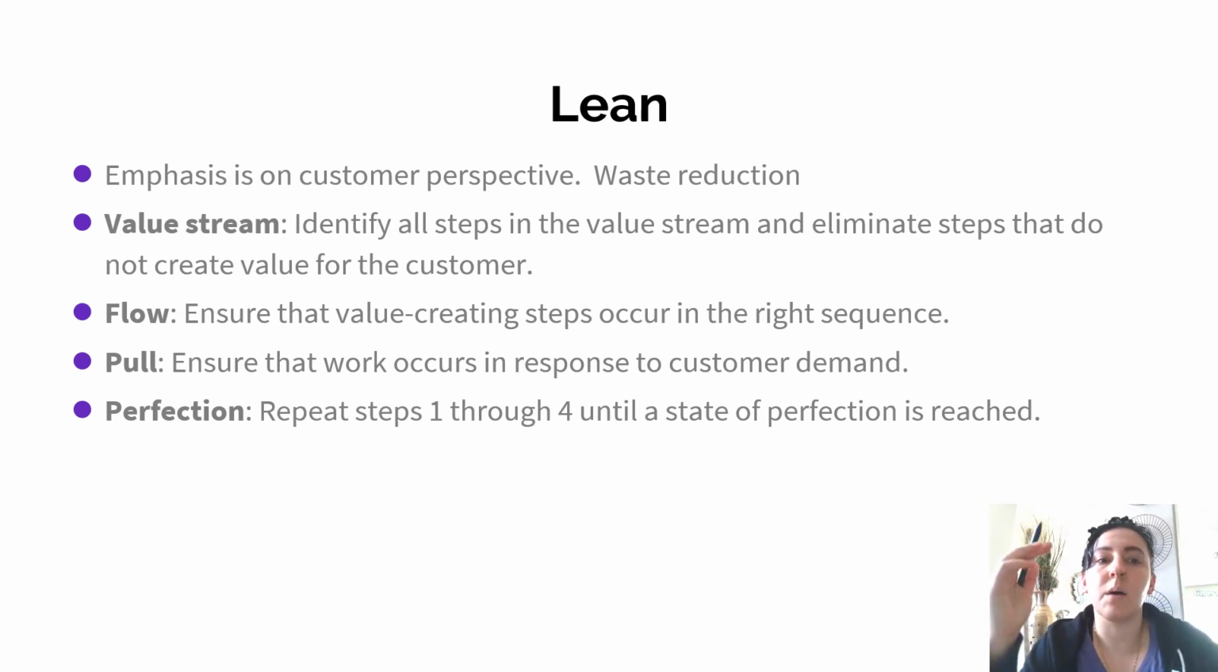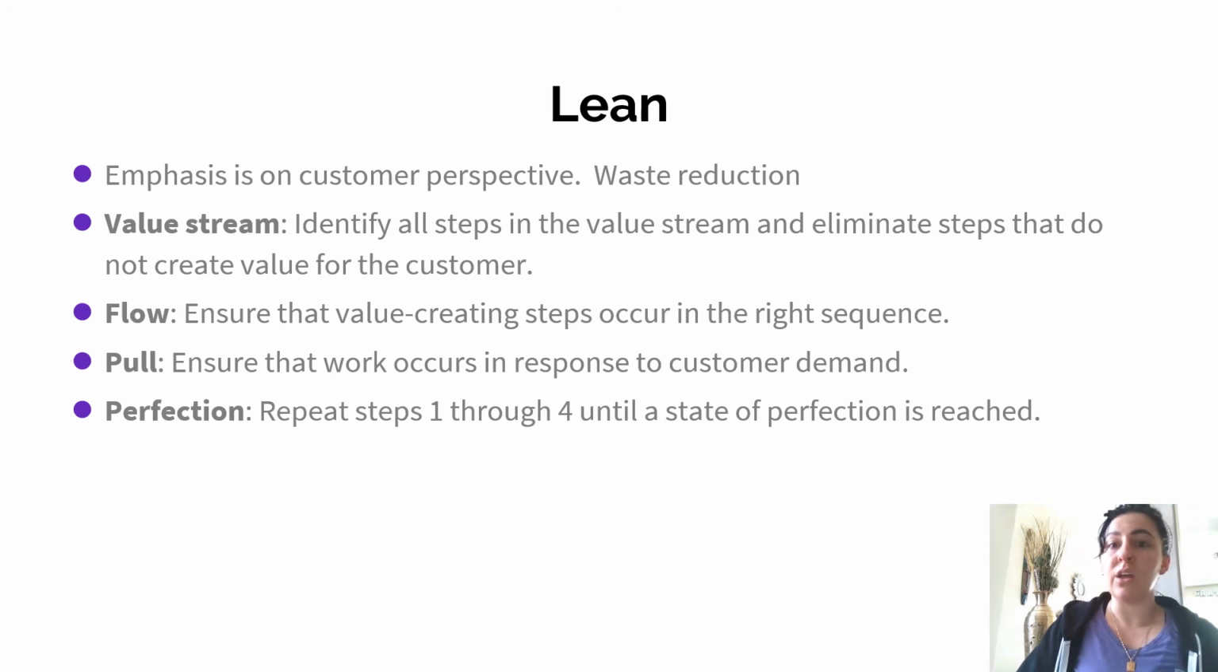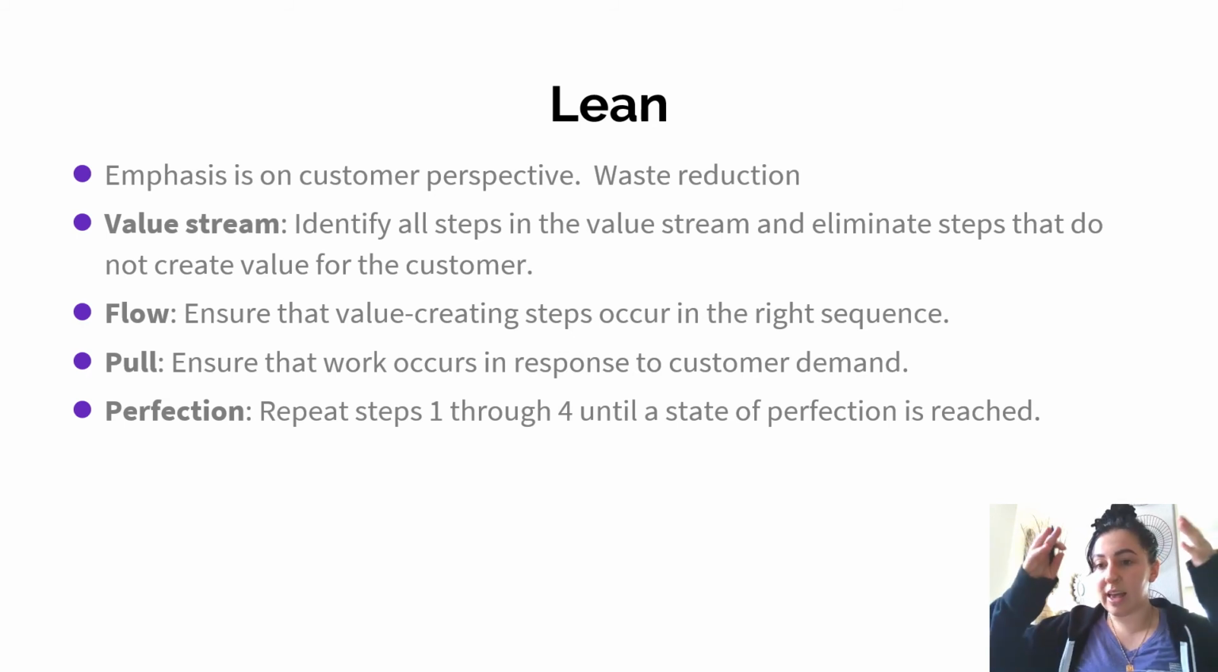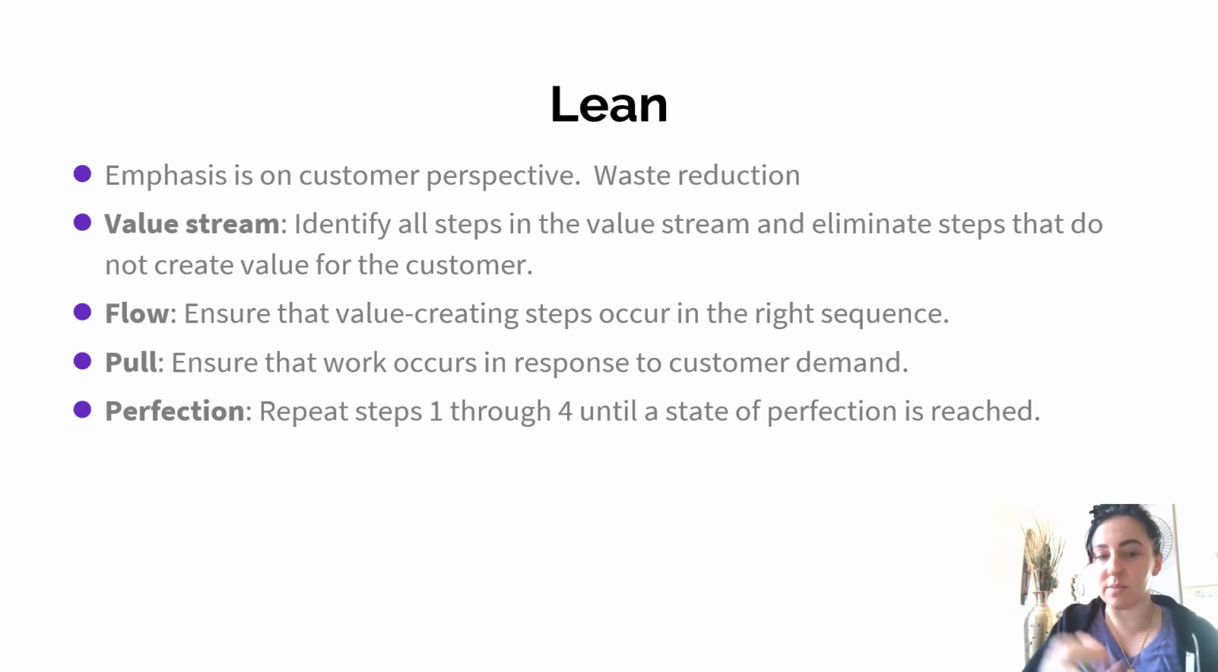Okay, so there are a couple different aspects of Lean. First, let's look at value stream. First of all, you want to identify all steps in the value stream and eliminate the steps that do not create value for the customer. See, again, customer service oriented. So as you go through and figure out everything that you offer, or everything that your employees are doing to provide value for customers, you want to just carve out things that have nothing to do with providing value for the customer.